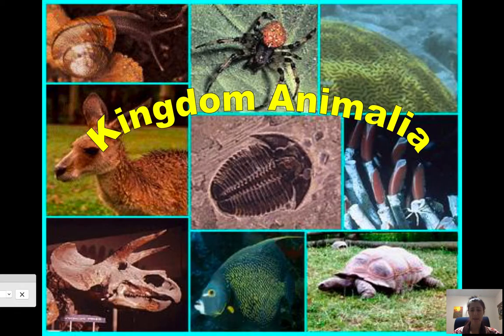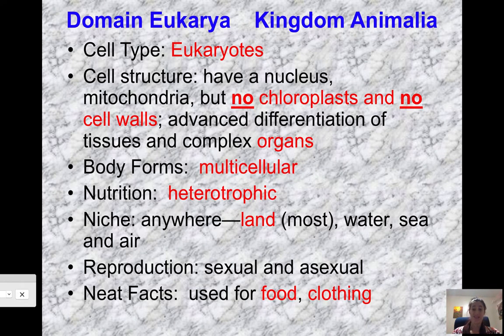Okay, so Animalia. Animalia is us. You know, we're eukaryotes. We don't have chloroplasts or cell walls, but we do have a cell membrane, and we have vacuoles and mitochondria and all sorts of things that help us differentiate our cells. We have complex organ systems, multicellular. We have to eat things to get our energy. But Kingdom Animalia lives just about anywhere.